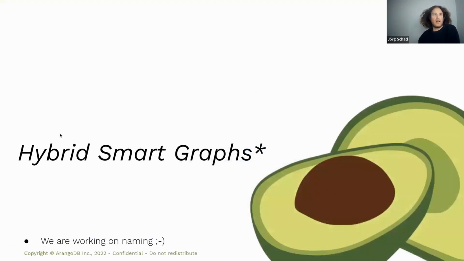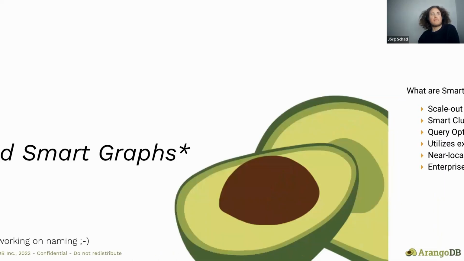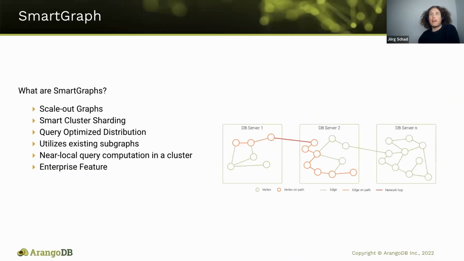So the first feature I would like to highlight is hybrid smart graphs. And whenever I read that, I'm like, okay, hybrid smart graphs, what does it mean? We are trying to improve our naming, so I hope you'll see that coming up in 3.10. We try to come up with a bit more descriptive names out there. But what are smart graphs about?